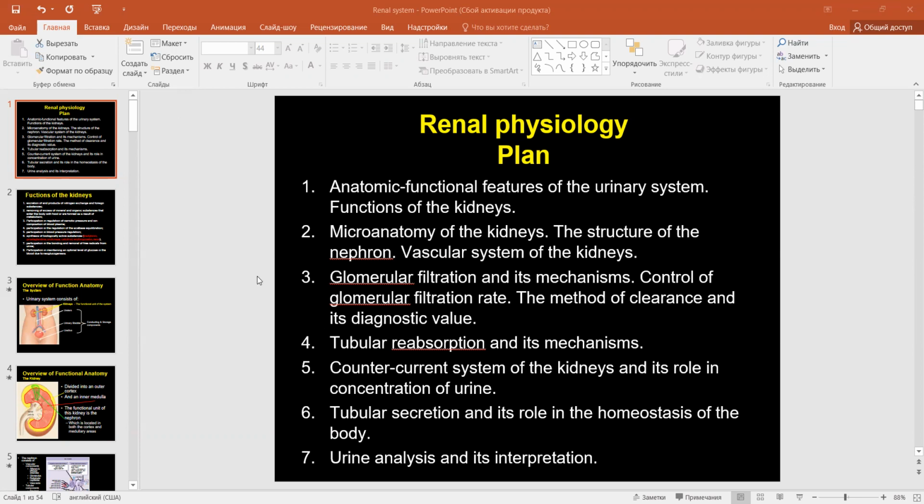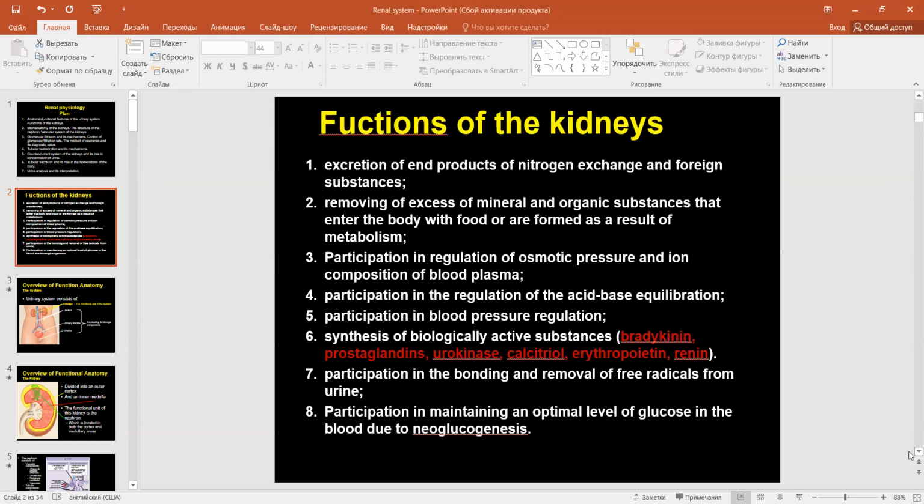So let's start about functions of the kidneys. So the kidneys perform many specific functions, most of which help preserve the constancy of the internal fluid environment. So first function of the kidney is to maintain water balance in the body.